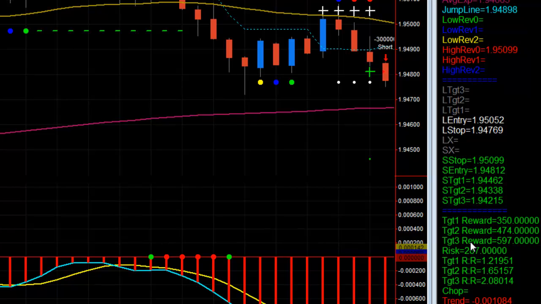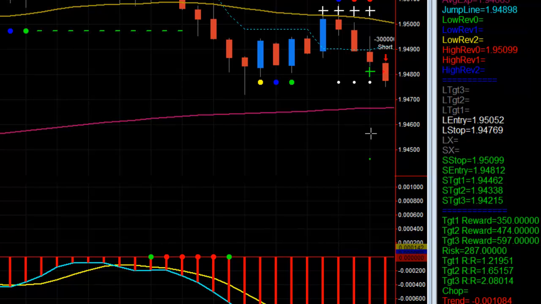You have to include spread, so the risk is a few pips more than this, of course, and the reward is a few pips less just because of spread costs. That's how Forex works. But notice your risk-reward ratio also. You can see it's favorable. It's better than 1-to-1 to each of these targets. In fact, it's 2-to-1 to target 3.